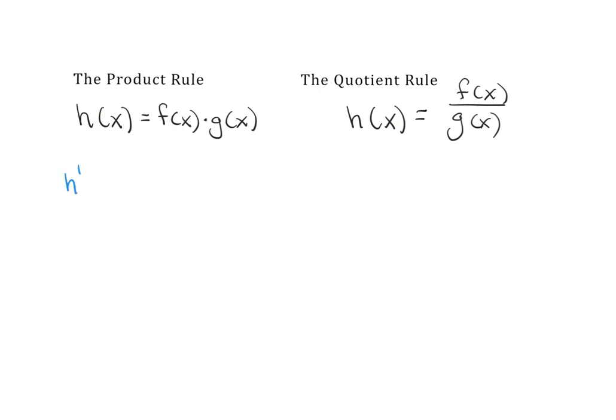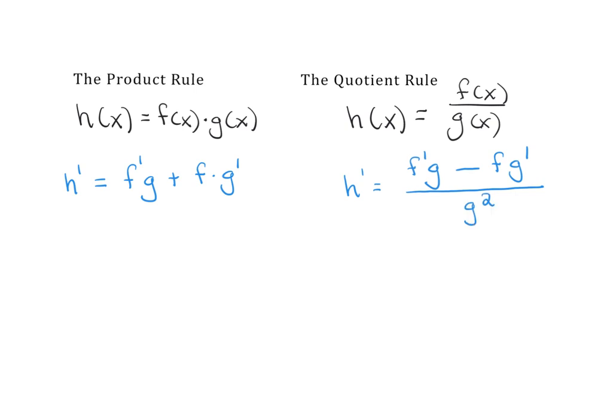So here, to find the derivative, h prime is going to be: we will take the derivative of the first times the regular second plus the regular first times the derivative of the second. And then for the quotient rule, if we're dividing, to take the derivative, we will have the derivative of the first times the second minus the first times the derivative of the second, and then we're also dividing by the second squared. So these are two rules that we're going to practice in this video, but you will also need to memorize.